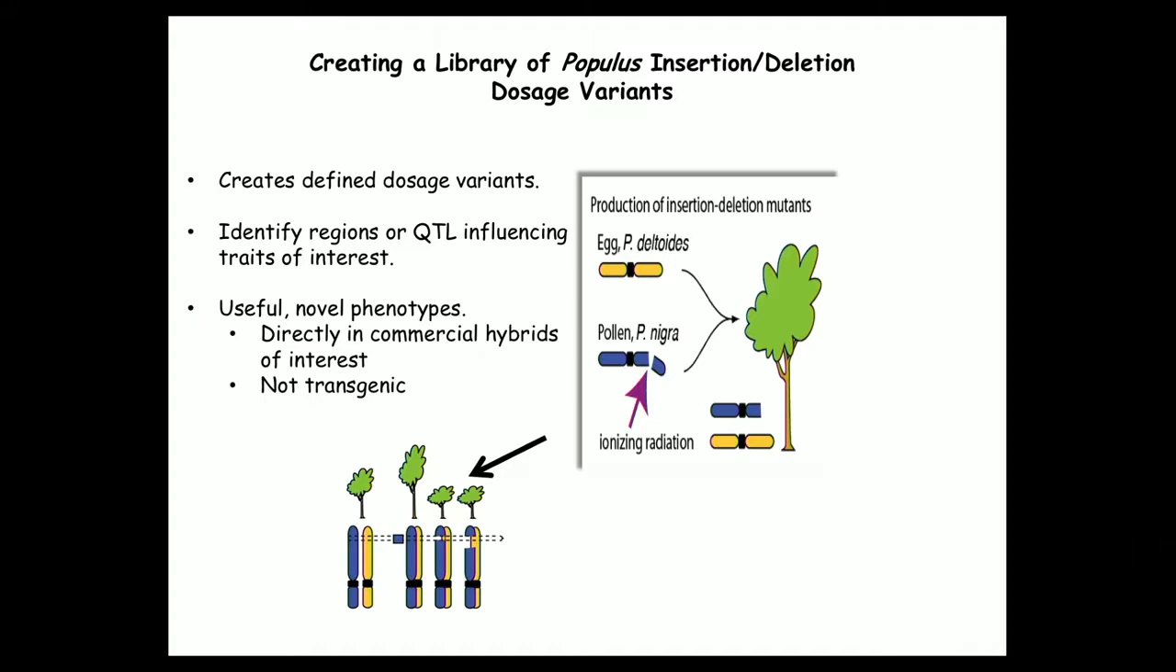And one thing that you can do with this sort of population is shown here, where we have pretend phenotypes here, big trees, small trees.